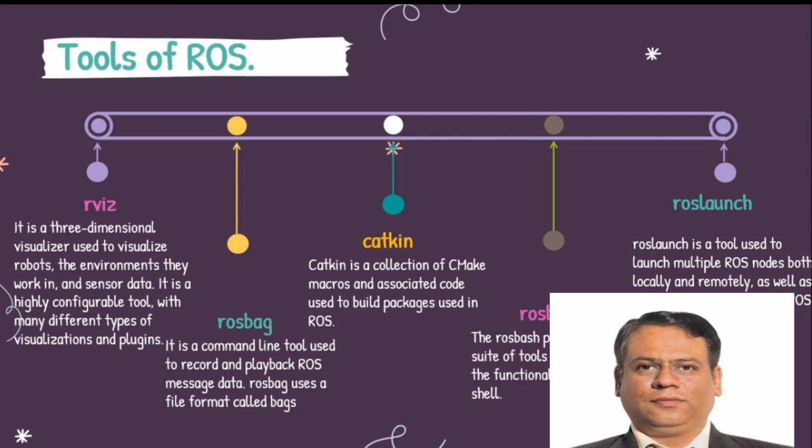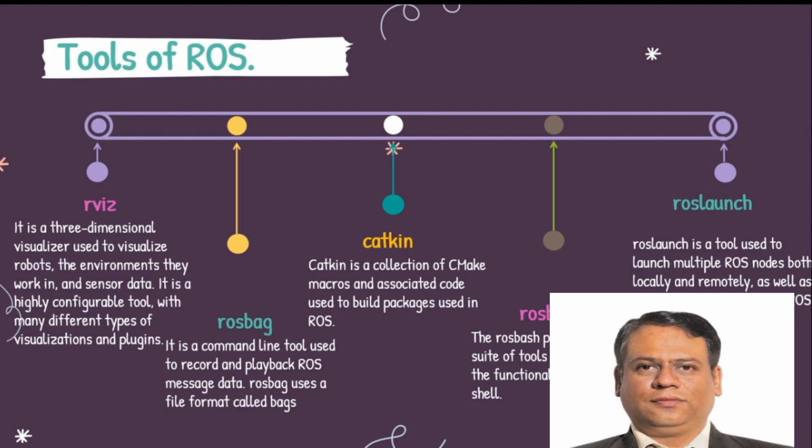And rosbag. rosbag is a tool that helps with recording ROS message data, which may have been sent previously or may have been missed at the time. To record the data and have a playback, that tool is known as rosbag. And then Catkin. Catkin is a collection of CMake macros. I hope we have already seen CMake in the artificial intelligence masterclass, used to install or make a library. Those kinds of packages are combined and kept inside the Catkin tool.